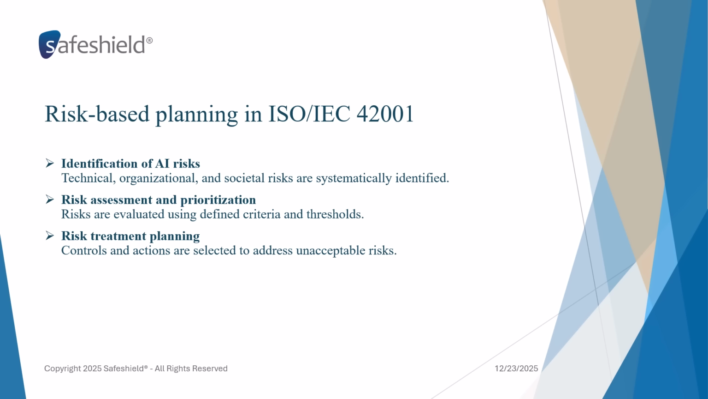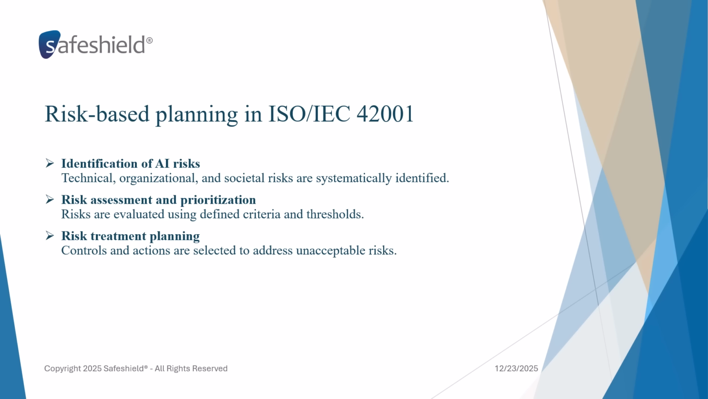Risk treatment planning defines what the organization will do about prioritized risks. Treatment options include implementing controls, changing the system design, limiting use cases, strengthening monitoring, improving training and competence, or transferring risk through contracts and supplier requirements. Treatment plans should define owners, timelines, resources, and verification methods.